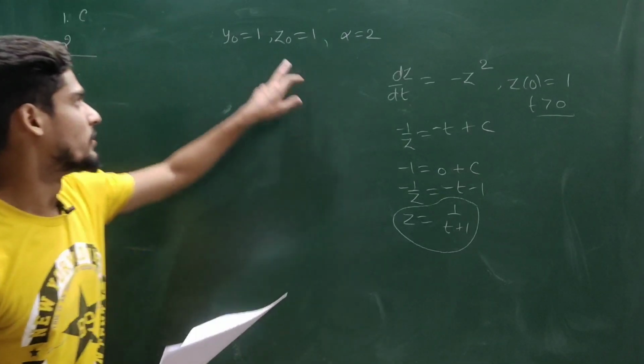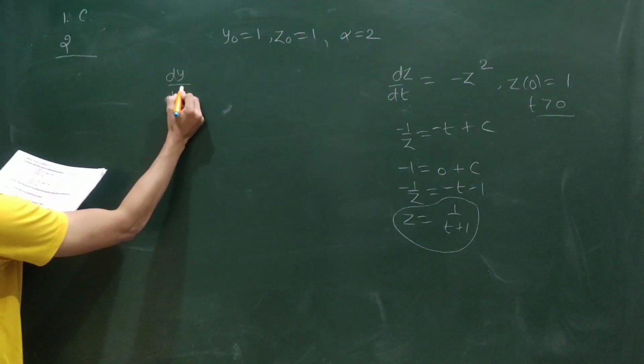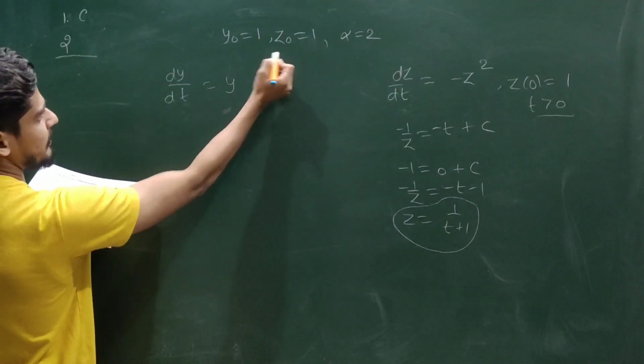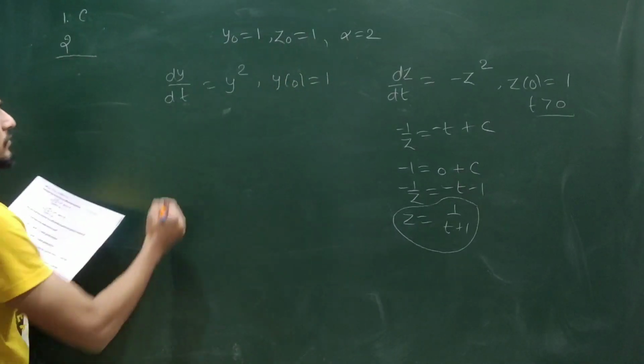Now let us work with this first star equation. Star equation is dy/dt = y^alpha, where I have taken alpha as 2, and y at 0 takes the value y0, which I have assumed to be 1. So let us work with this.